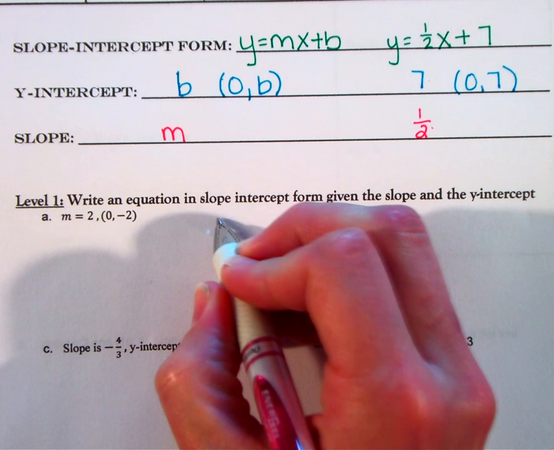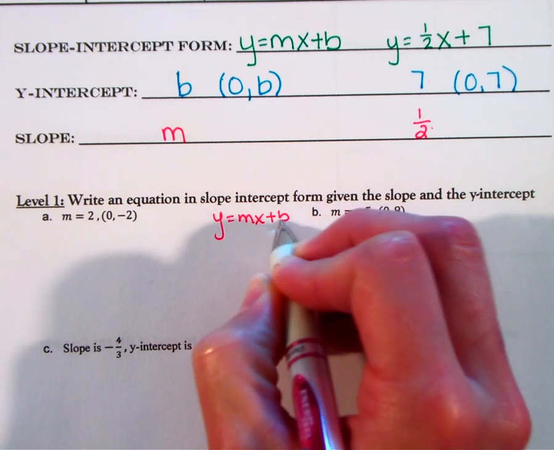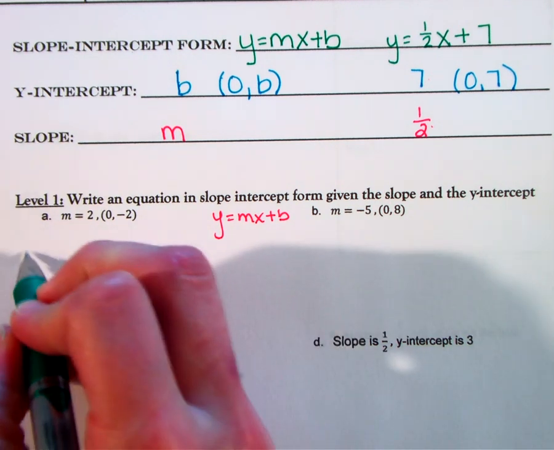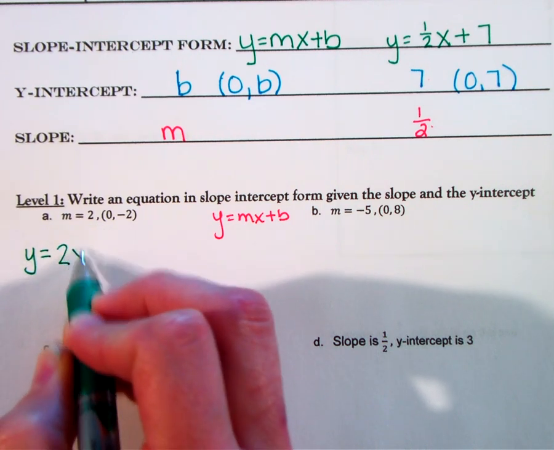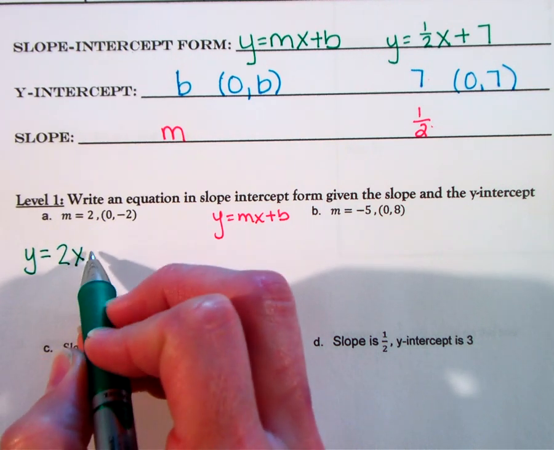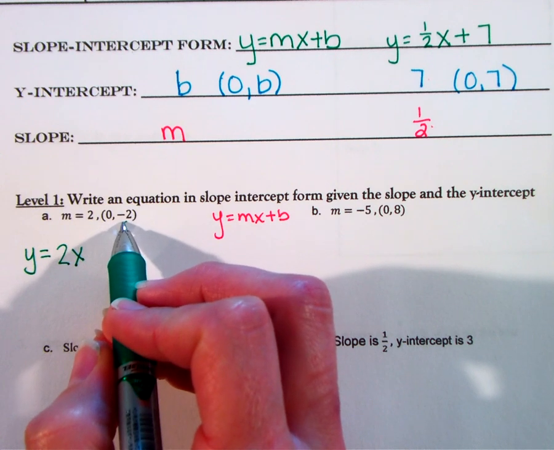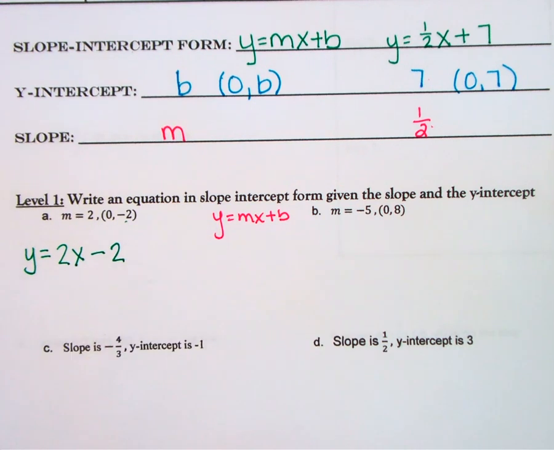I'm going to write y equals mx plus b. So we're going to start with y equals, put in the m number, and then you go plus b. Now, if your b happens to be negative, you don't have to put plus negative 2, you can just put minus 2. And that's it. That's a level 1.